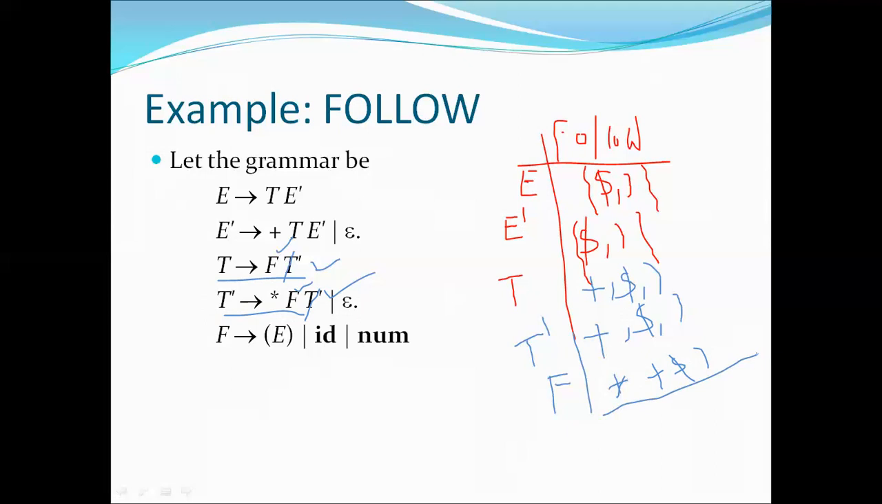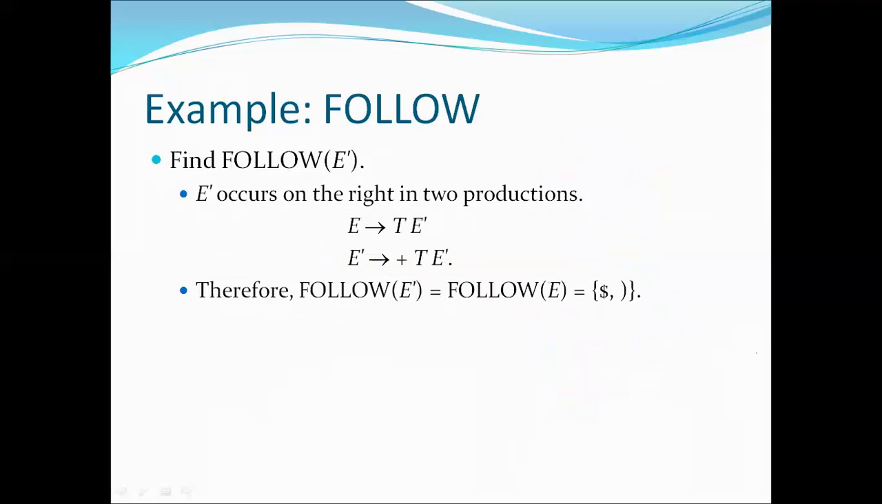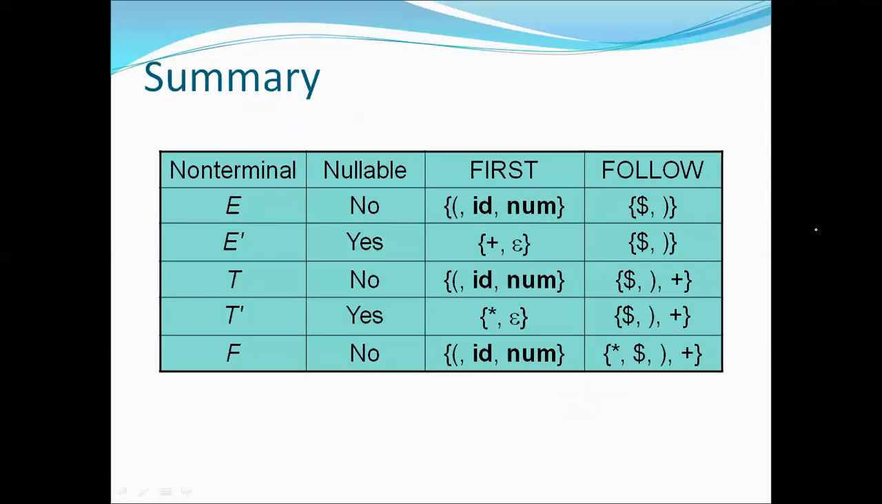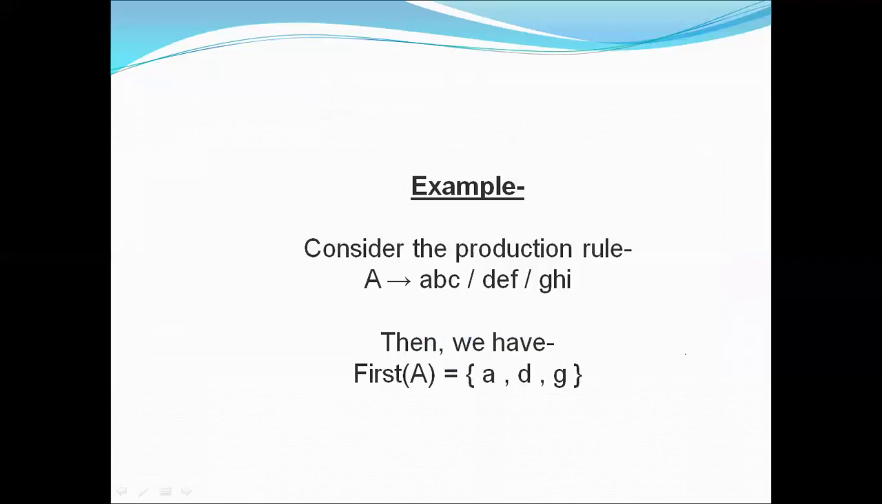Okay, hope you understood. This is all what it is. See, so dollar and closing bracket, these are all we already found out. Okay, so here I have given one more example for first and follow. Consider the production here. What are we going to do? So here A, B, C, D, F, G, H, I.